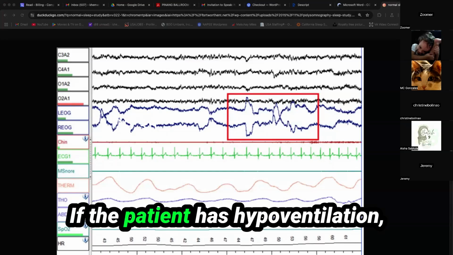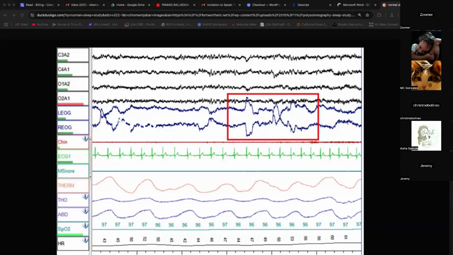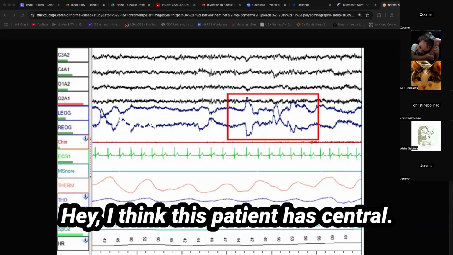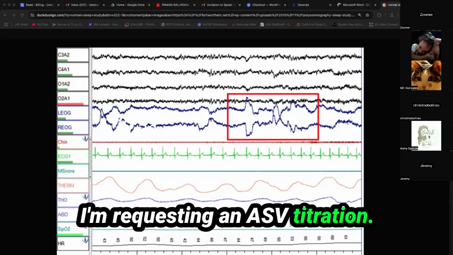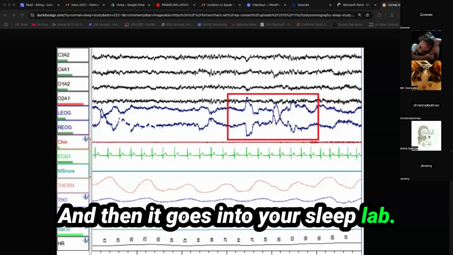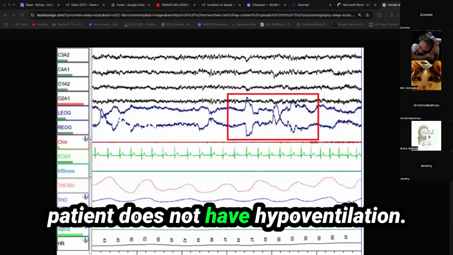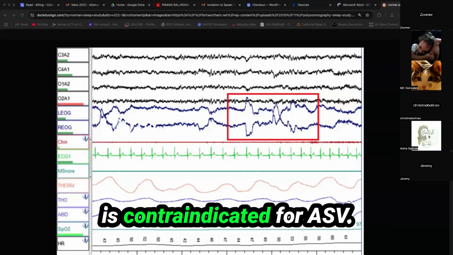If the patient has hypoventilation, ASV mode is contraindicated. It might come from a fellow, might come from an outside provider and say, hey, I think this patient has central. They told me they have central. I'm requesting an ASV titration, and then it goes into your sleep lab. So you have to question that. You have to make sure that the patient does not have hypoventilation. Any patients with hypoventilation is contraindicated for ASV.